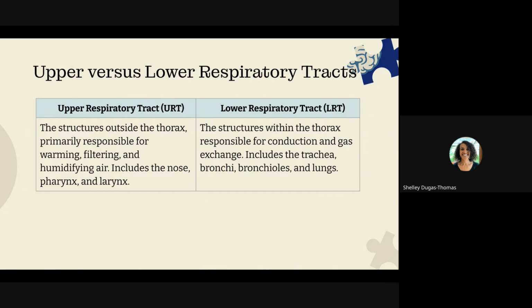So, why do we care about splitting the system into upper and lower tracts? Because it dictates clinical specialization and coding. An upper respiratory tract infection, like the common cold, stays outside the thorax and focuses on warming and filtering. A lower respiratory tract issue involves structures inside the thoracic cage and threatens gas exchange. If you see the suffix itis, which means inflammation and possibly infection, attached to an upper respiratory tract versus a lower respiratory tract structure, the level of clinical urgency changes significantly.